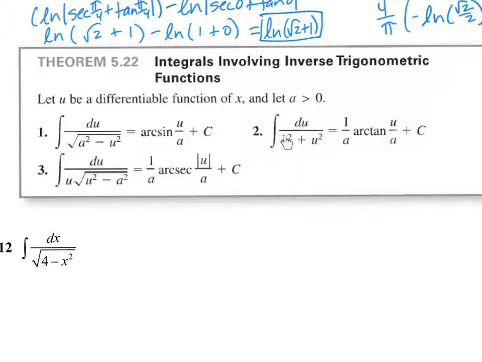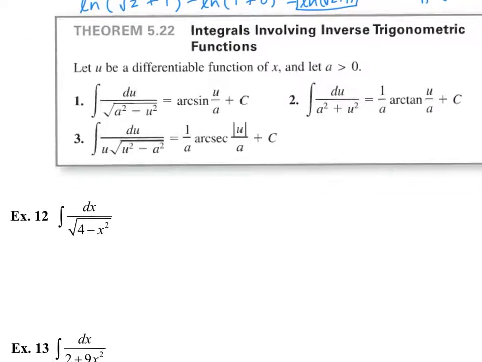If your integrand looks like this, the du could be over here. So if you have 1 over a squared plus a function squared, that integral is 1 over a times tangent inverse of u over a plus c. And if you have an integrand that looks like this, 1 over u times the square root of u squared minus a squared, then the integral is 1 over a of secant inverse of the absolute value of u over a plus c. So these get a little crazy. All right, let's try some examples.